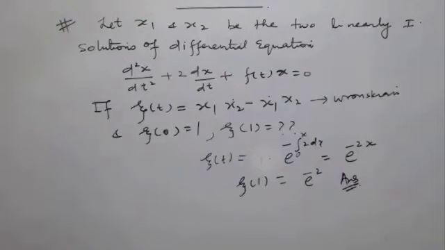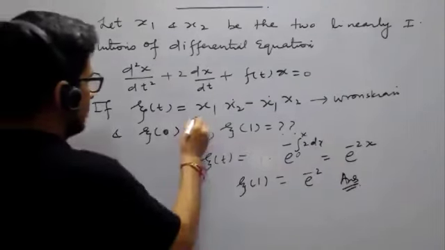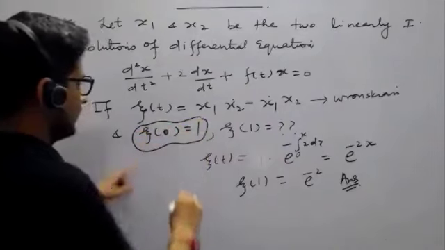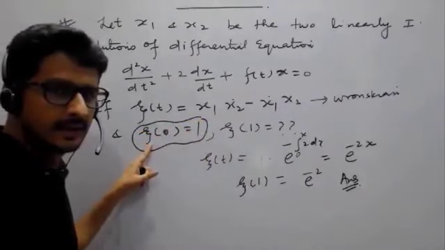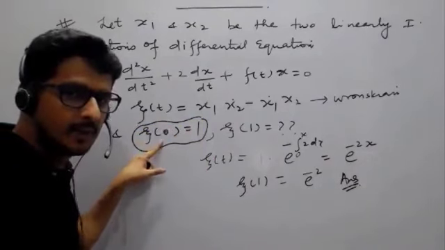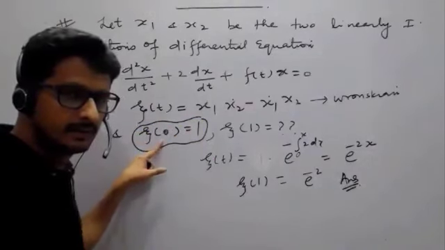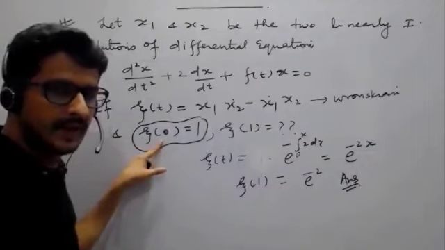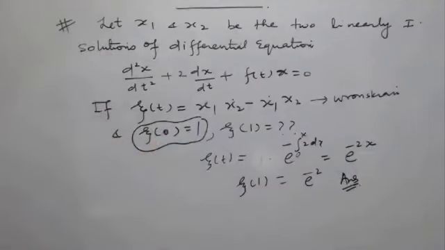Sir, how did you write C? It is given here, no? Please see. C was the value of the Wronskian, which is xi, at the initial point, in Abel's formula. Check with Abel's formula. Yes, sir.